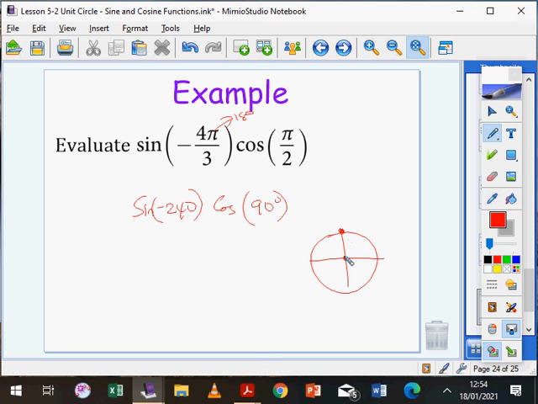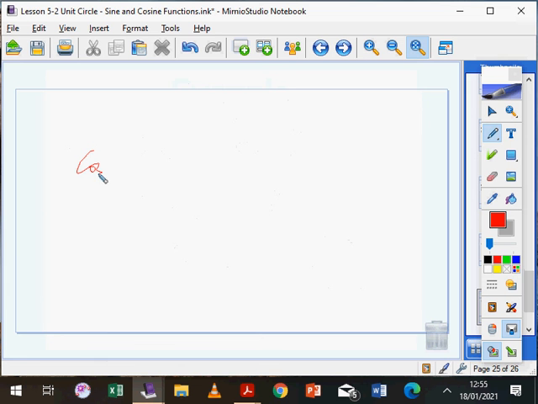However, in your homework you might find questions where it's not 0. So what if, let's say, it was cosine of negative 4 pi out of 3 times sine of pi out of 2. Sine of 90 we know is 1, because remember from that circle, the y coordinate is 1. And I have to multiply that 1 by the cosine of negative 4 pi out of 3. Negative 4 pi out of 3 we have seen is the same as 240 degrees. So I'm looking for the cosine of negative 240 degrees.